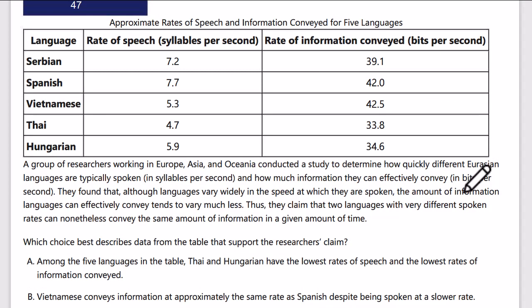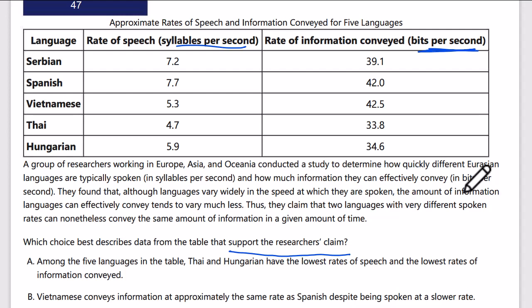Okay, we need to support the researcher's claim from data in the table. Let's see what the table is, and then we're going to read it, and then we're going to check for accuracy and relevancy. So: approximate rates of speech and information conveyed for 5 languages. Okay, got different languages. Rate of speech, that is syllables per second. Rate of information, bits per second. So there's a slight difference here, right? I can speak, but if I don't say a lot of information as I speak, another language might actually convey more information per second. So, all right, let's look here.